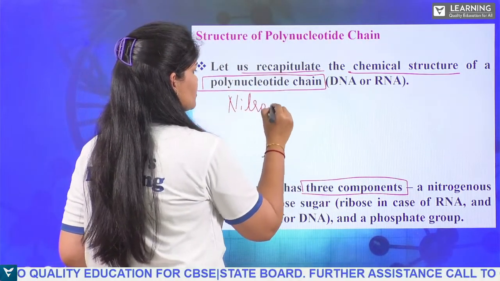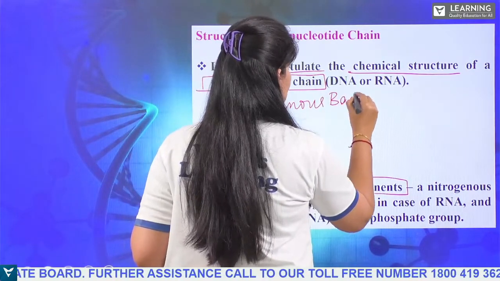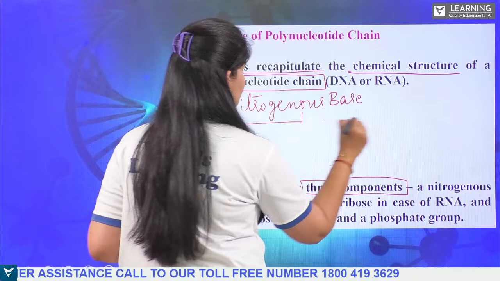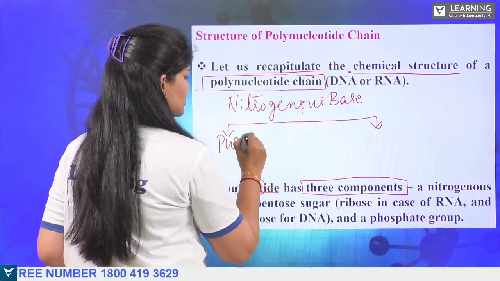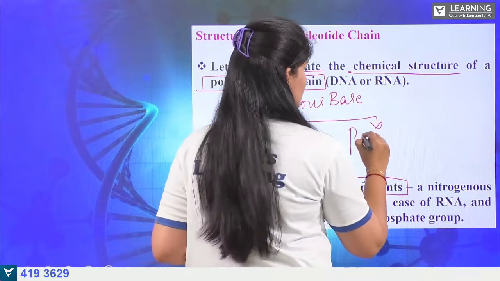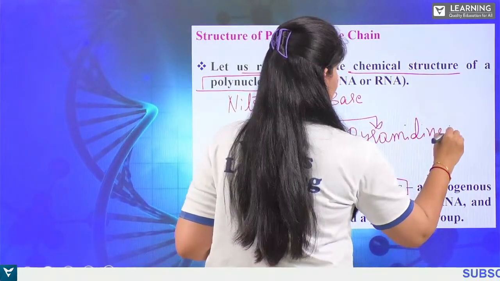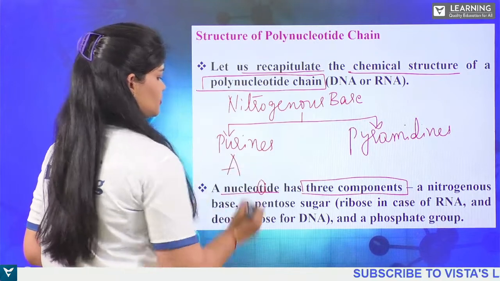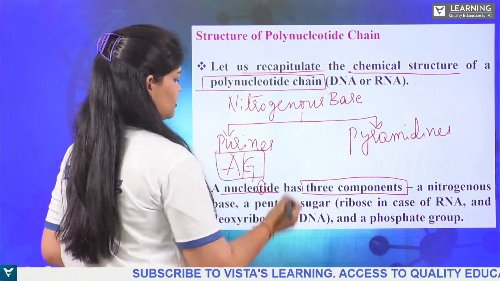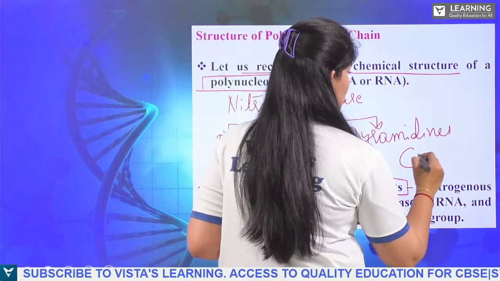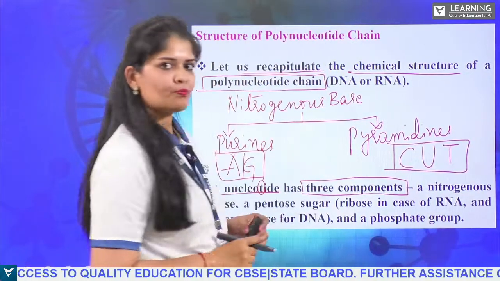Nitrogenous bases: purines, pyrimidines. Adenine, guanine. Here, cytosine, uracil, thymine. Here is a point.